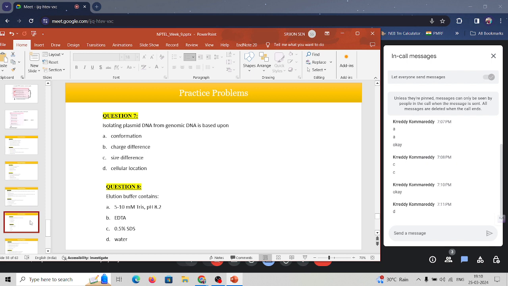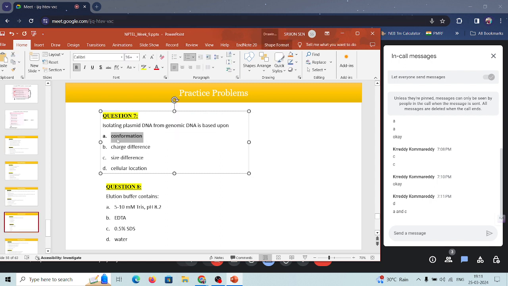Going to the next one. Isolating plasmid DNA from genomic DNA is based upon. So how do you isolate plasmid DNA from genomic DNA and on what basis? Conformation, charge difference, size difference, or cellular location. So this is an MSQ, so more than one option can be correct. One option can be correct. Fantastic. So it is based on conformation and size difference. Very good.